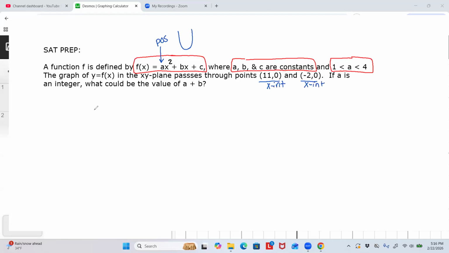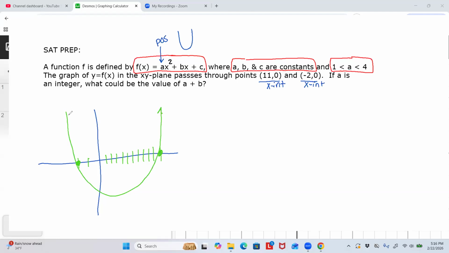So let's give it a rough graph. Obviously, we can't give it a perfect graph because we don't know all of our info. But we do know it hits at negative 2 and 11. So 1, 2, 3, 4, 5, 6, 7, 8, 9, 10, 11. And then we know it's upward facing, so something like that.